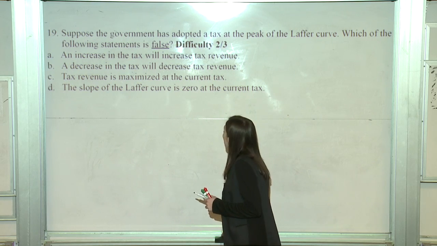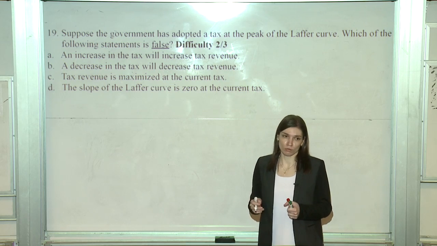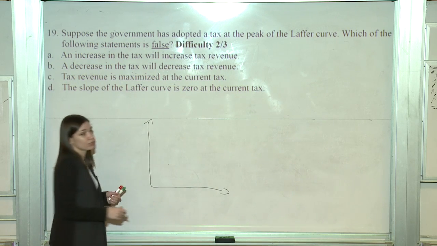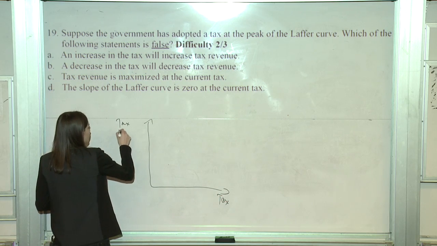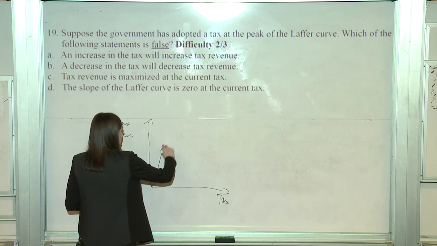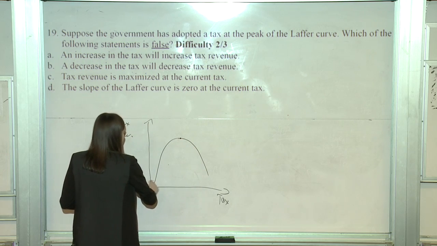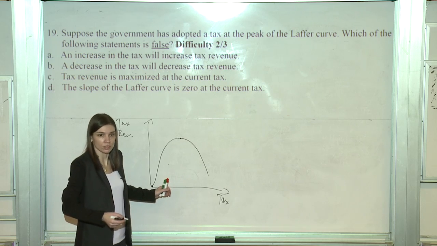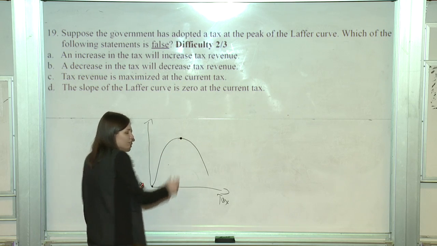Okay, suppose the government has adopted a tax at the peak of the Laffer curve. Which of the following statements is false? So what is the Laffer curve? It represents the relationship between the amount of the tax and the tax revenue that the government gets. The Laffer curve always has a shape like that. So at some point, when tax is zero, there's zero revenue. As the government imposes a higher and higher tax, total revenue of the government is going to increase until it reaches a certain point, which is the top of the Laffer curve.